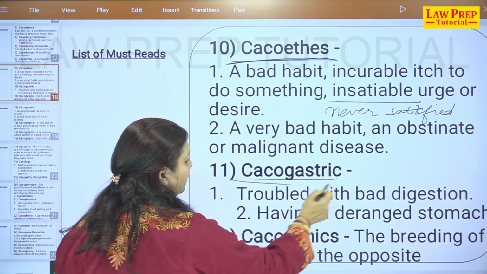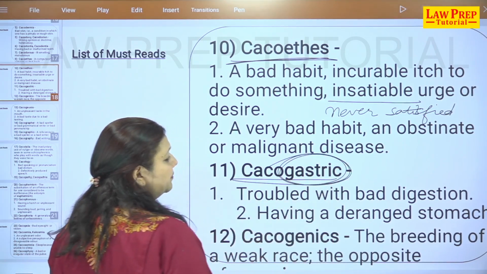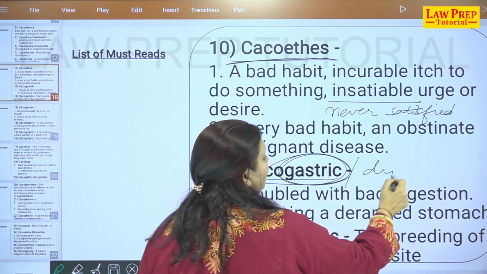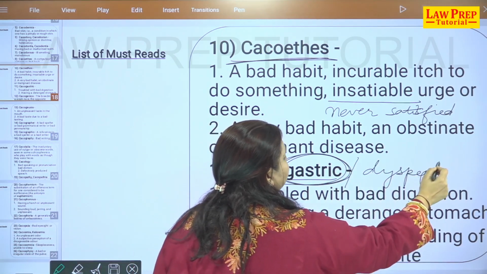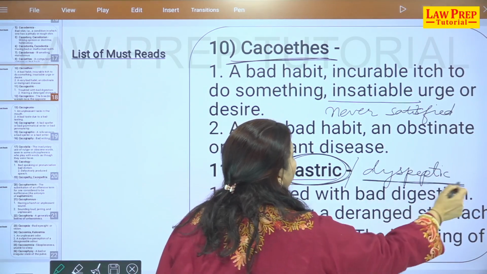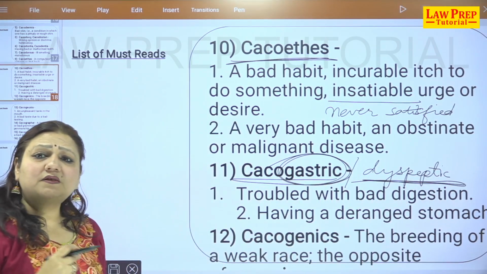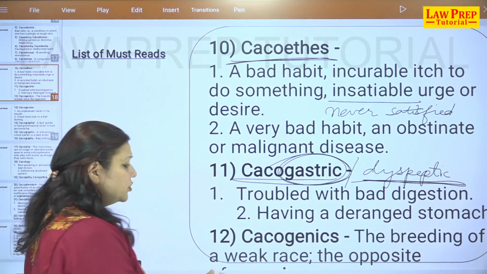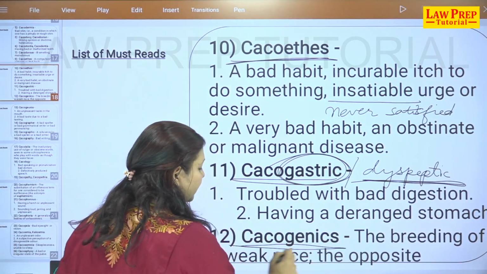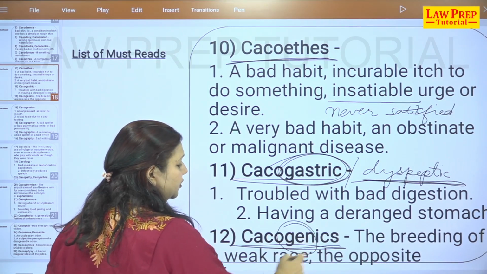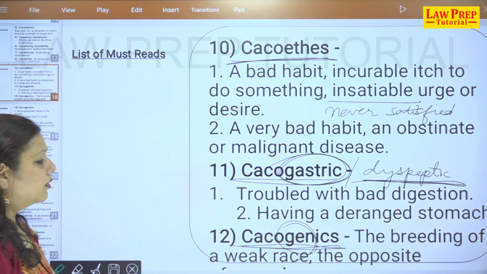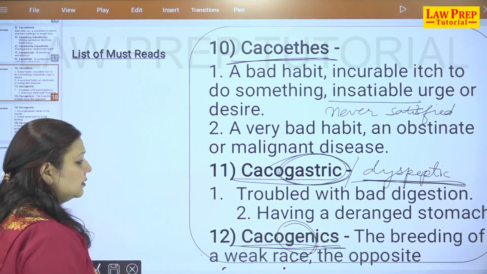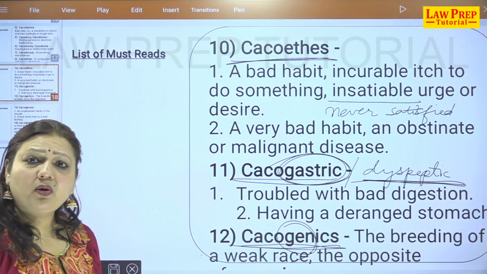Cacogastric, now you can see this gastric, it's a trouble, bad digestion. We also use the word for this synonym, dekhiye. This is called paired association learning. Dys is faulty, peptic is digestion, very bad digestion. Cacogenesics is the breeding of the weak race. Gen, we did the root, that is class or race. So breeding of a weak race or the opposite race, that is cacogenesic. Right? This is clear to you, I hope? Okay.